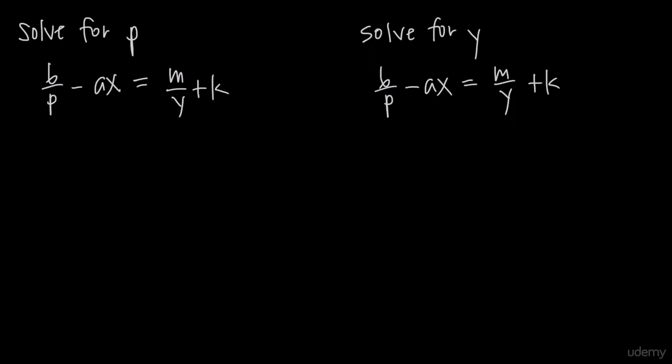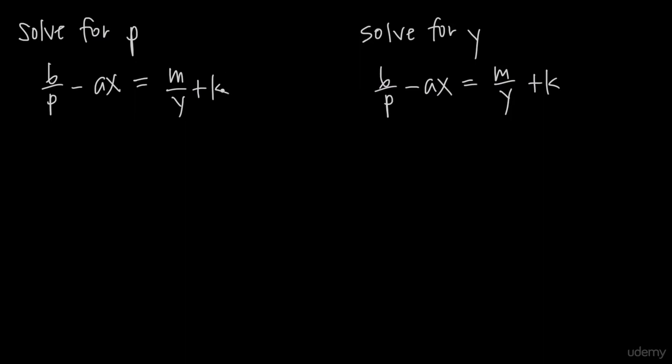In this video, we're talking about how to solve fractional equations where we've got numbers and letters all mixed up in the equation. Really, this is no different than solving a fractional equation when we just have whole number fractions and one variable. Notice here that we have the same equation. First, we're going to solve it for p, then we're going to solve it for y. But the equation is 6 over p minus ax is equal to m over y plus k.